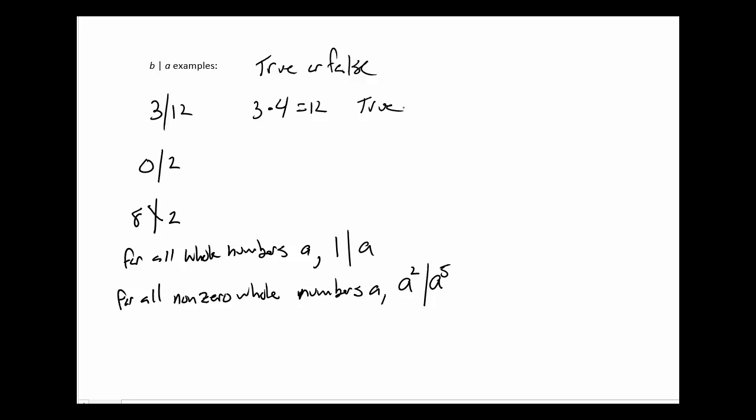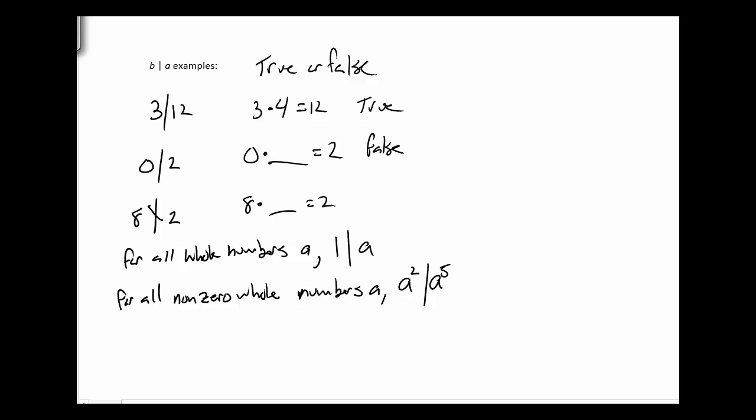What about 0? Is 0 divisible by 2, or 0 into 2? Okay. So we need to think, is there some number times 0 that will generate 2? And that's false. Okay. Next, 8 not divisible into 2. Okay, so what that says is we have 8 times some number equal to 2.